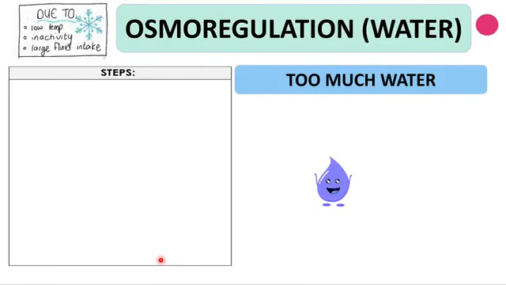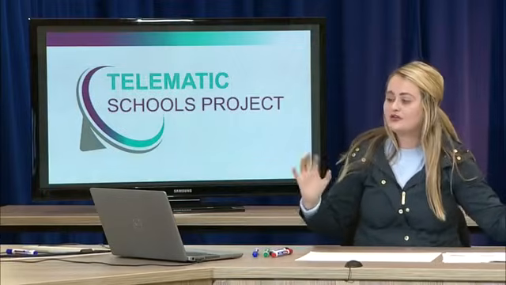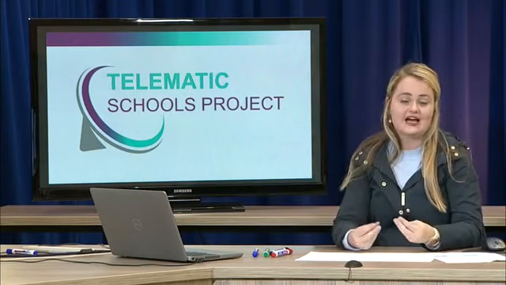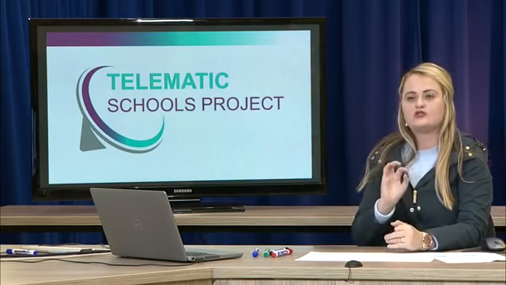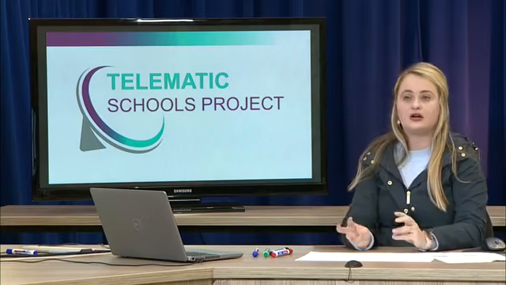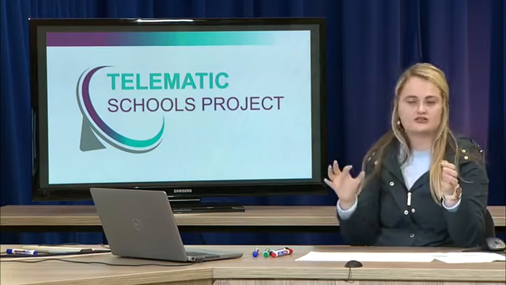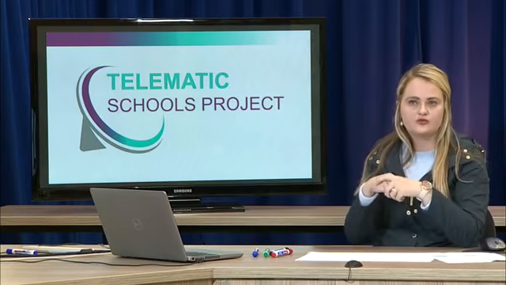Okay, so next up, we are going to look at the negative feedback of water. With water, your target organ will be the kidneys, and more specifically inside the kidneys, there's a structure known as the nephron, which you don't need to know for grade 12, but you do need to know that the water is reabsorbed from those convoluted tubules.